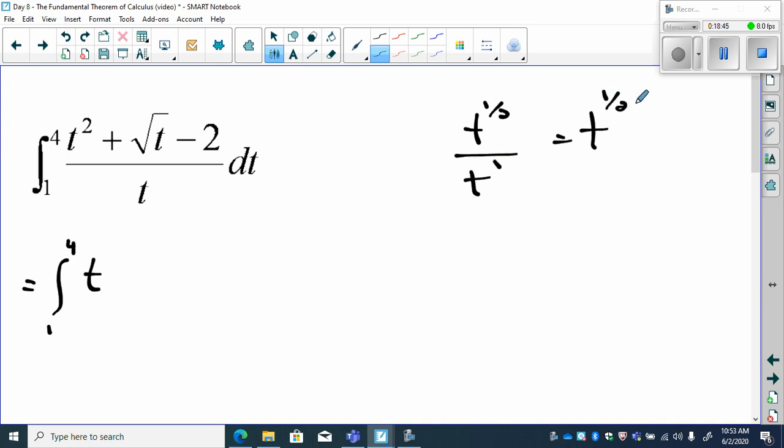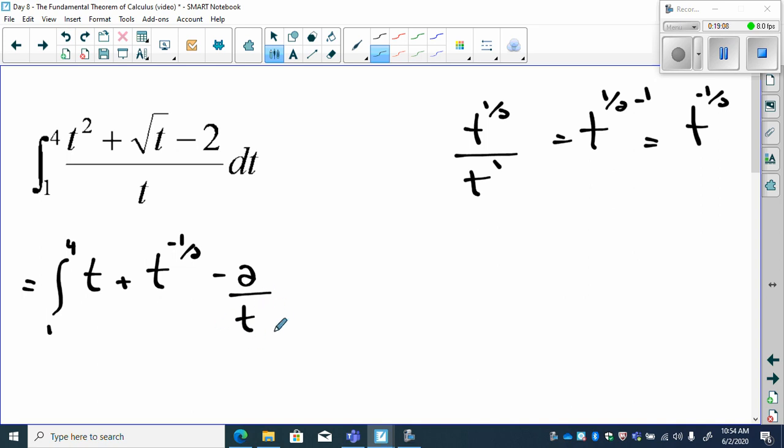I write my base down, I subtract the exponents. 1/2 minus 1, or 1/2 minus 2 over 2 would give me negative 1/2. This would become a plus t to the negative 1/2. So that is this term divided by the t in the bottom. And then a negative 2 divided by t, well, that's going to be negative 2 over t.